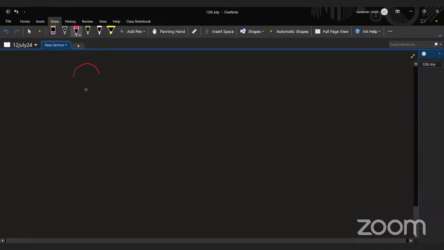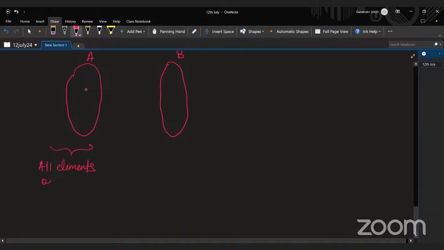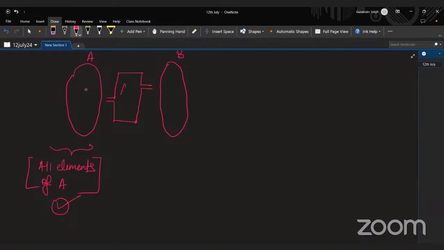So we are coming back to the definition of function. We have a, we have b. Now I have calculated all elements of a, all the elements that could be taken. So I will do that thing again that I used to do earlier. This is my mixer by the name of f of x.